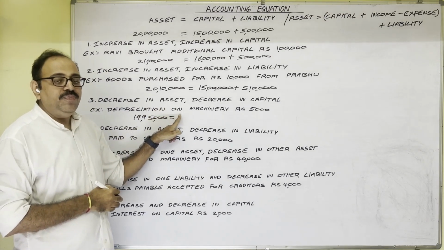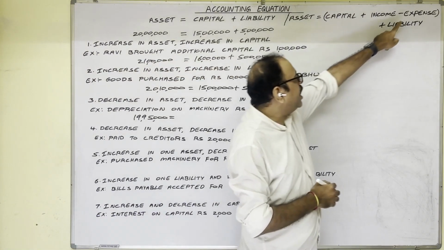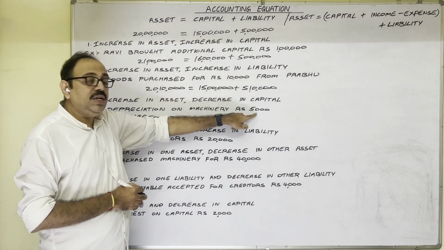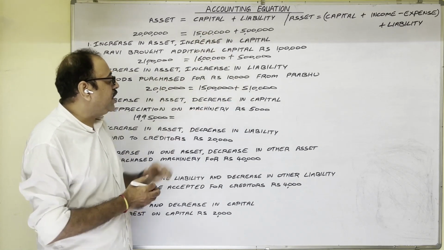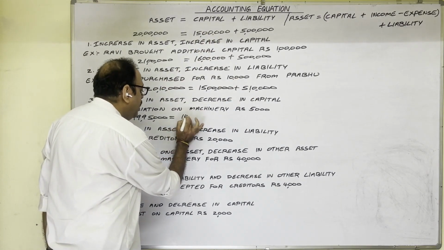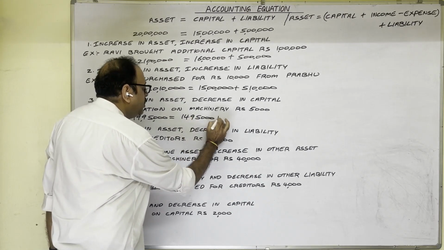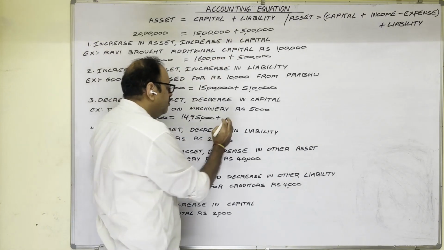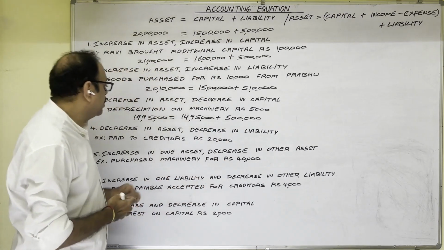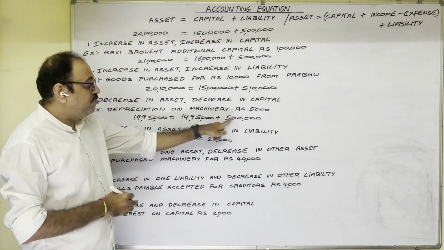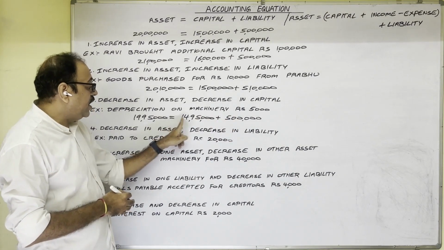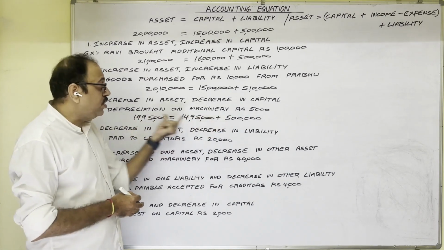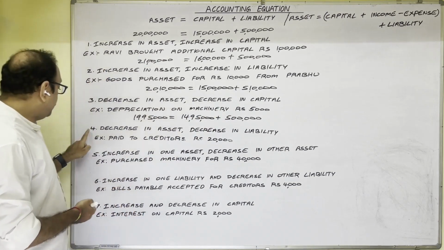Depreciation is an expenditure now. Expenditure we have to subtract from capital. So capital is 15 lakh. Expenditure 5,000. 15 lakh minus 5,000 is equal to 14 lakh 95,000. Plus there is no change in outside liability now. Outsiders' liability is 5 lakh rupees. Finally 14 lakh 95,000 plus 5 lakh is equal to 19 lakh 95,000. So here also asset is equal to equity. The accounting equation became true. Next example.